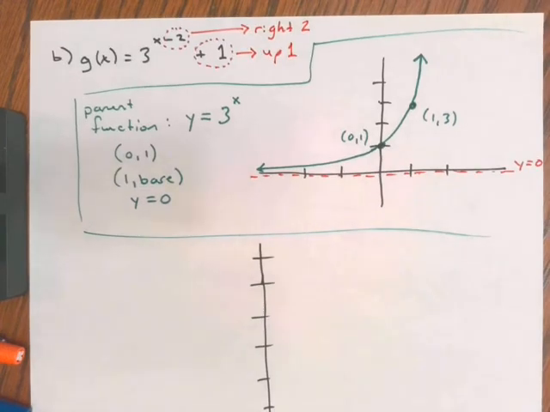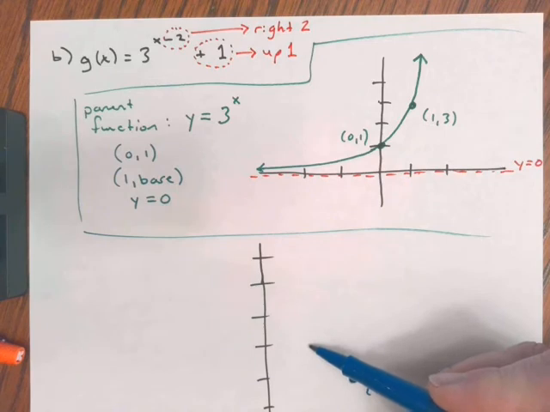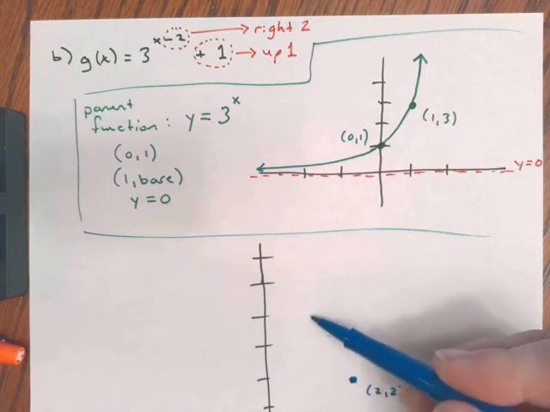So I'm going to take this point right here, the point 0, 1, and I'm going to move that up 1 and over to the right 2. If I do that, I would be at the point 2, 2, so that's one of the points that's on the graph. I also need to take the point 1, 3. 1, 3 would be right here. I'm going to move that up 1 and over to the right 2.